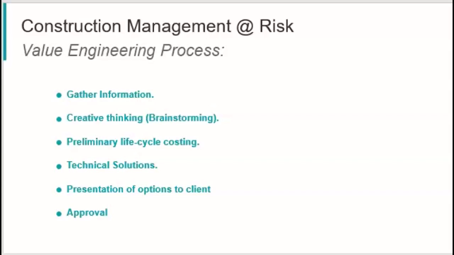All these alternatives will be presented to the client, aka the owner. Then if it will benefit the owner, will shorten the time and the cost, and meantime the quality and safety are not affected, the owner will approve it. So this is the process for the value engineering.